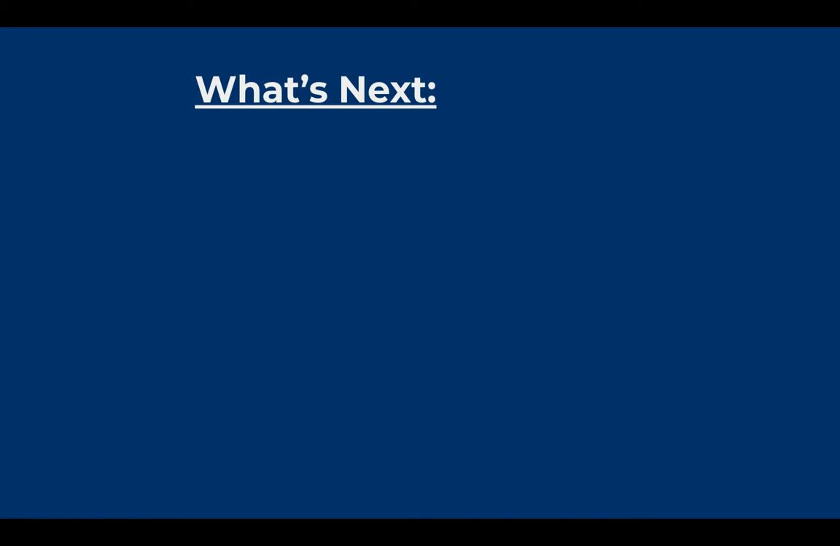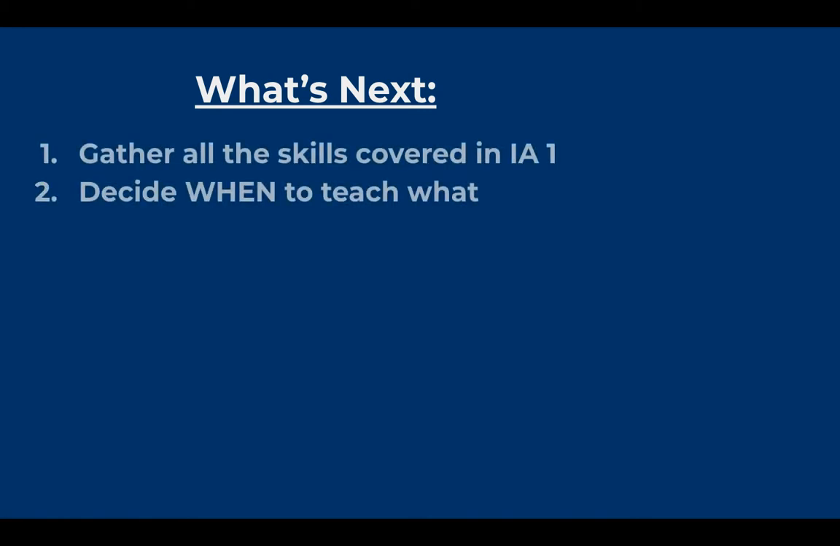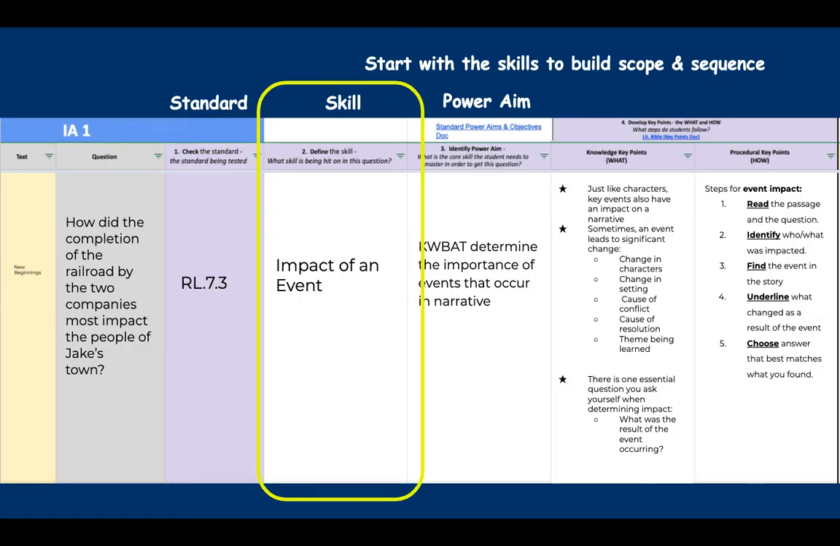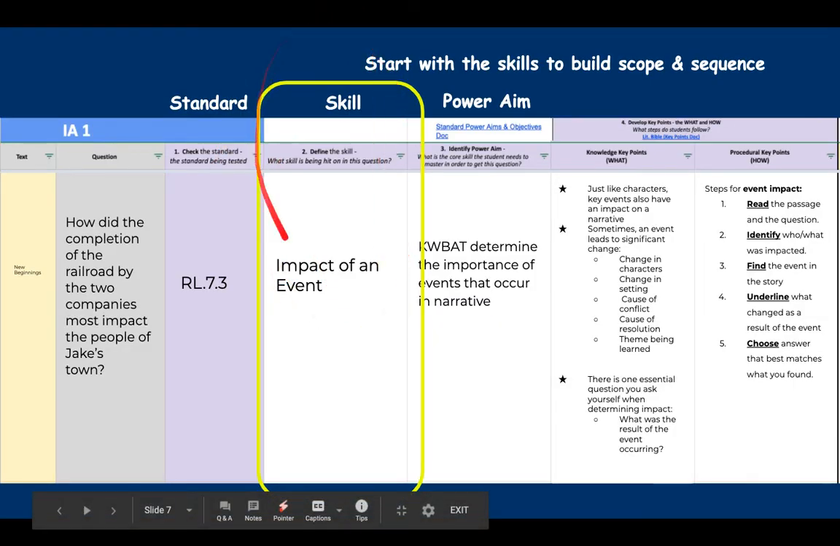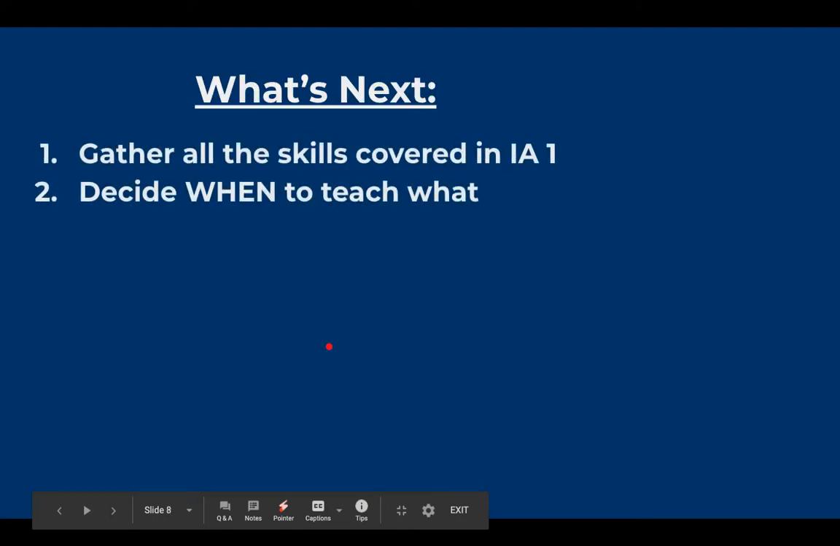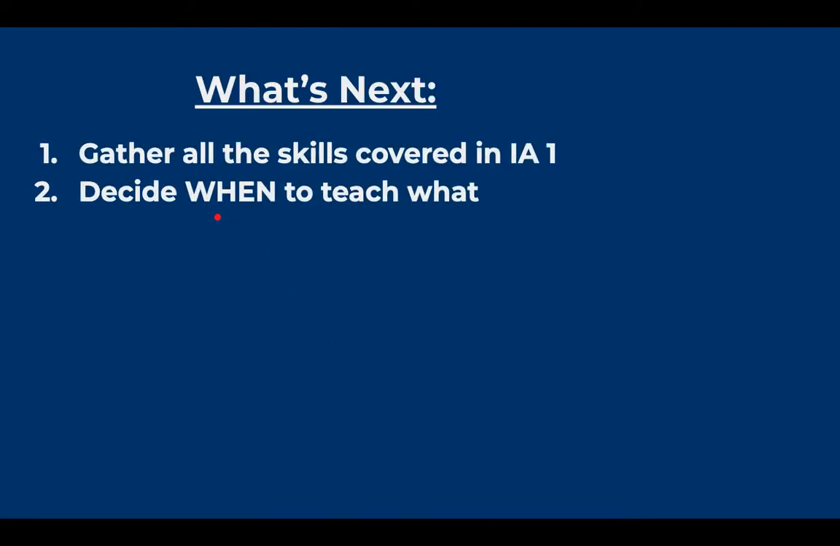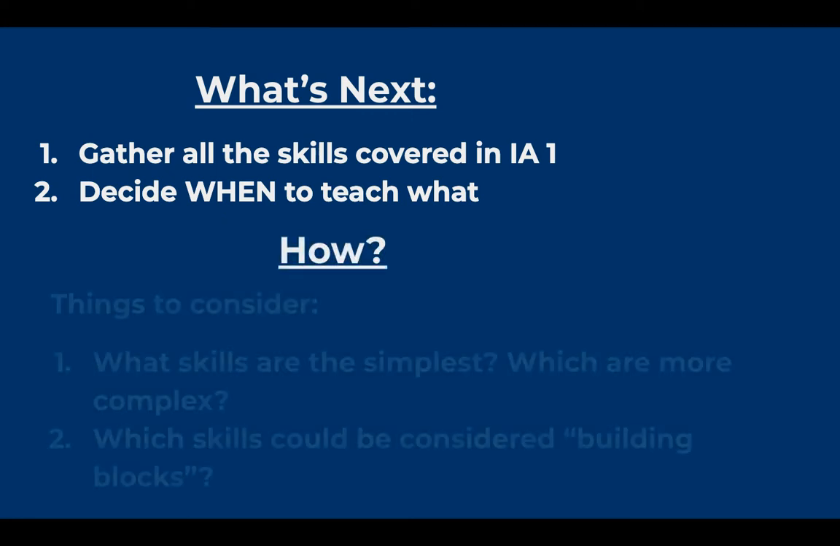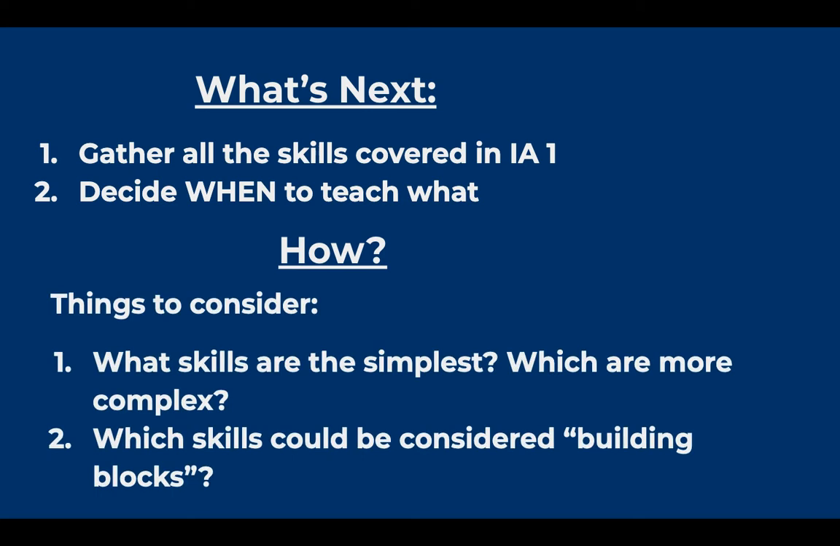All right, so what's next? One, we need to gather all the skills covered in IA1. All I simply need to do is look back at this section here, that skill section, and I need to, two, decide when to teach what. And this is important. So, how do we decide when to teach what? There are a few things we need to consider.